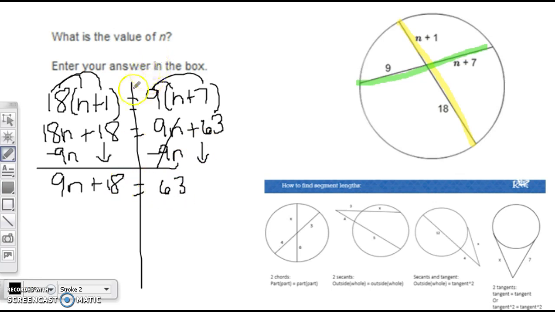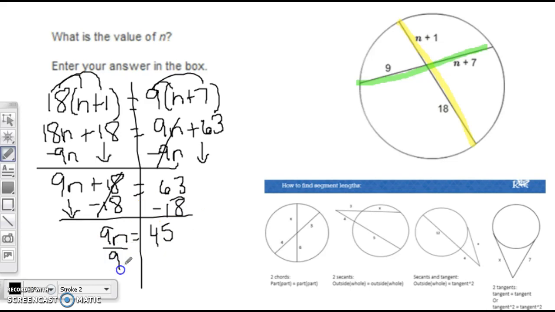All right, my ultimate goal is to get n by itself, so now I need to get rid of positive 18. So I'm going to do the opposite. I'm going to subtract 18 from each side, so that cancels. So 63 minus 18 is 45. And then I have to divide by 9. And so n equals 5.